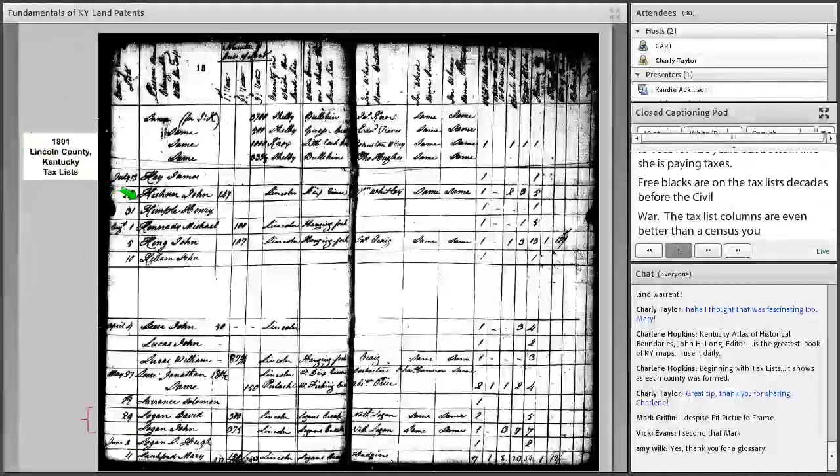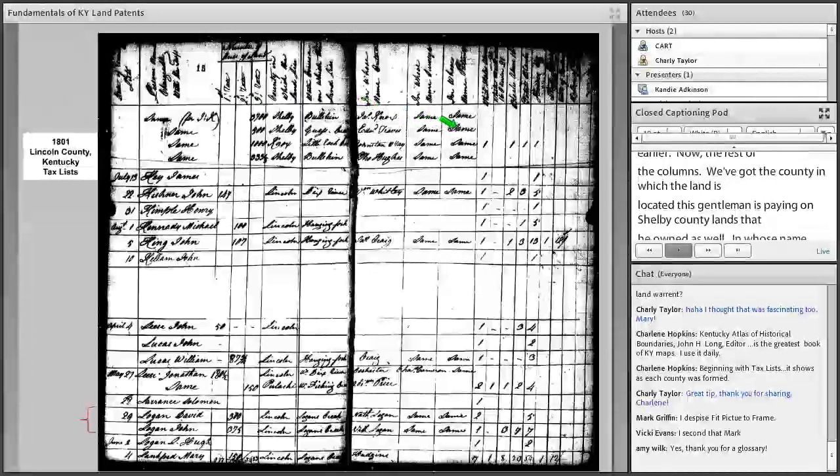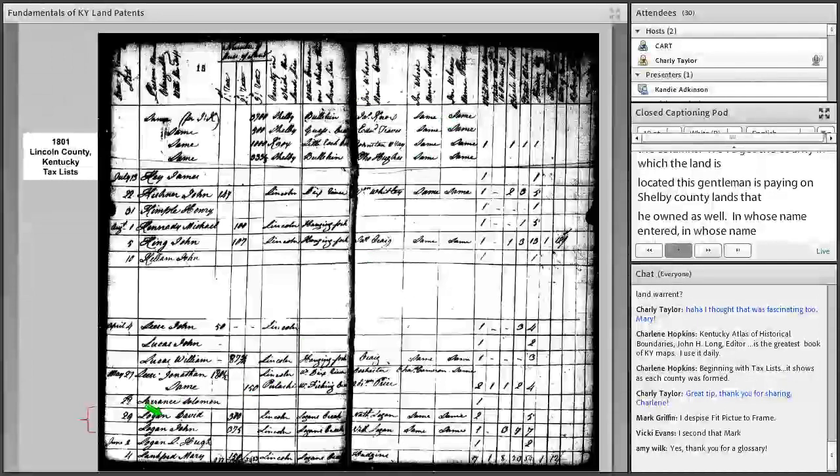All right, now, the rest of the columns. We've got the county in which the land is located. This gentleman's paying on Shelby County lands that he owned as well. All right, in whose name entered, in whose name surveyed, in whose name patented. So for Nathaniel Logan, we know that Nathaniel Logan entered that 1,000-acre preemption warrant. We just saw it a few minutes ago. It probably seems like it to these dear kind listeners. But he entered it. He used the warrants that he had.